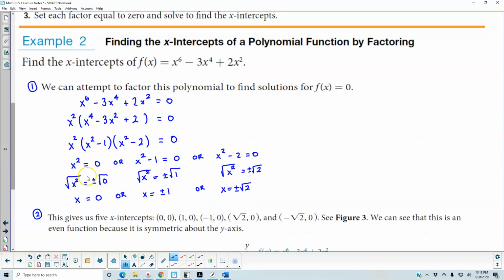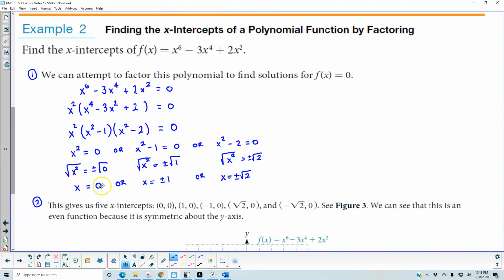Now, if we take the square root of both sides, we get plus or minus the square root of 0, but 0 is neither negative or positive, so x is going to equal 0. Over here, if we add 1 to both sides and take the square root of both sides, remember this is plus or minus, the square root of 1 is 1, so x is equal to plus or minus 1. Or here, we add 2 to both sides, take the square root of both sides, and x is equal to plus or minus the square root of 2.